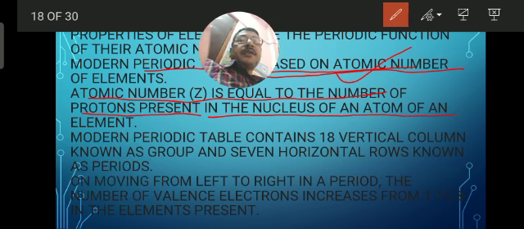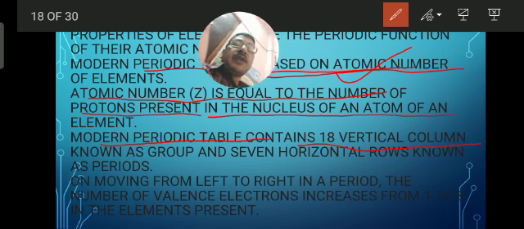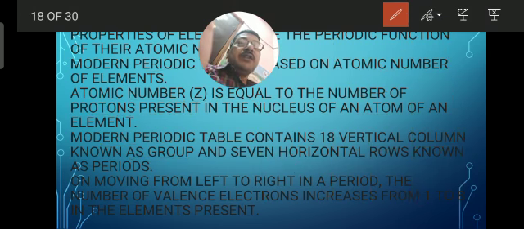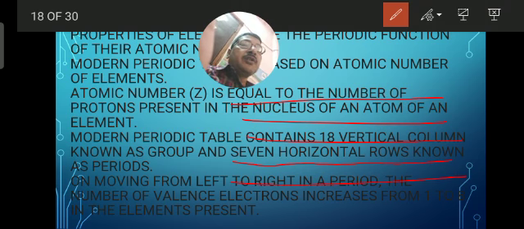Okay. The modern periodic table consists of 18 vertical columns. These are known as groups. Vertical columns are there in the periodic table, and these vertical columns are known as what? Groups. Clear? Another is that they have 7 horizontal rows in the modern periodic table. These horizontal rows are called periods. Two things we have to remember, groups and periods. Vertical columns are groups and horizontal rows are called periods.